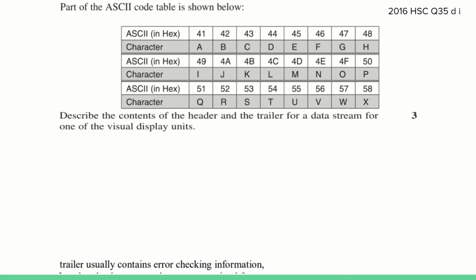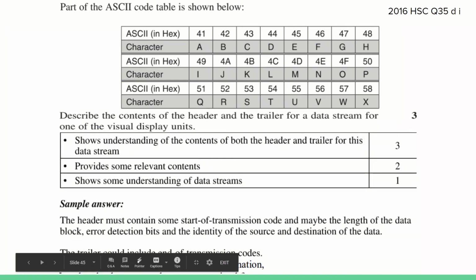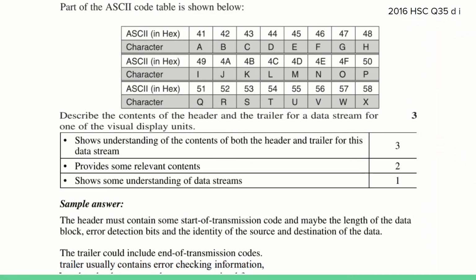So it's asking you to describe the contents for the data stream for one of the visual display units. It's asking you to describe what is a header, what is a trailer, things like that. So we need to show understanding of the contents of both header and trailer for this data stream. Basically the header must contain a start of transmission and the length of the data. It's asking you what is in the header indirectly. It is asking you what is in the trailer.